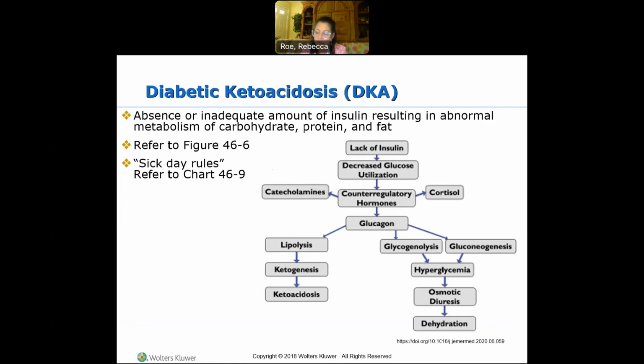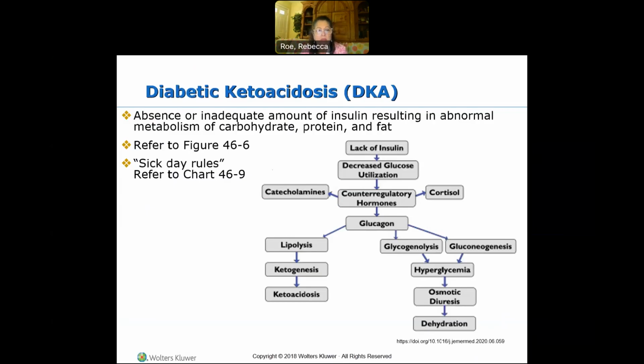There's a pre-existing diagnosis of diabetes already there, but something else is messing with this person. They could be sick. They could have had the flu. They could have been throwing up. They could have anorexia because they've been sick with the flu. They could have an infection somewhere.